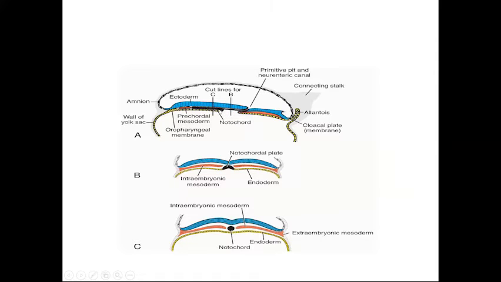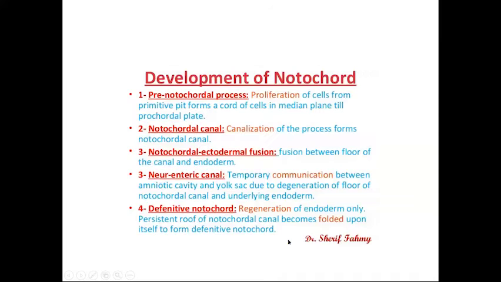This is the notochord, which is there till the precordal plate. Then this is the intraembryonic mesoderm on the side. This is endoderm. This is going to form a U-shaped structure. This U-shaped structure is going to separate out from the endoderm. This is going to be called the notochord. And this is the intraembryonic mesoderm. This becomes continuous on the sides. With this, what we have is the extraembryonic mesoderm.